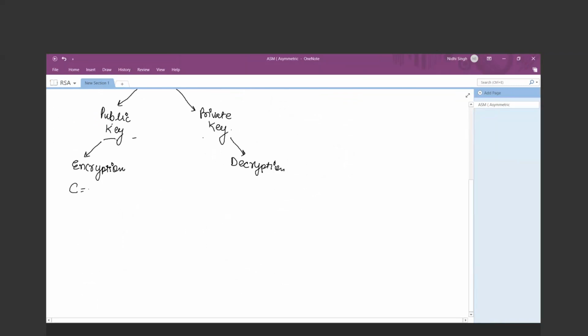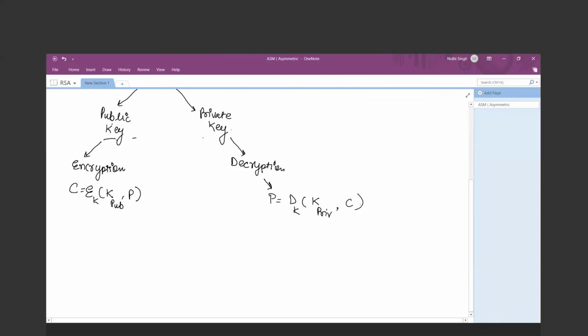So the ciphertext is a function of two things. The first one is the receiver's public key and the sending message, that is the plain text. And at the decryption side, the plain text will be generated by applying the decryption algorithm using the private key of the receiver and the arriving ciphertext.